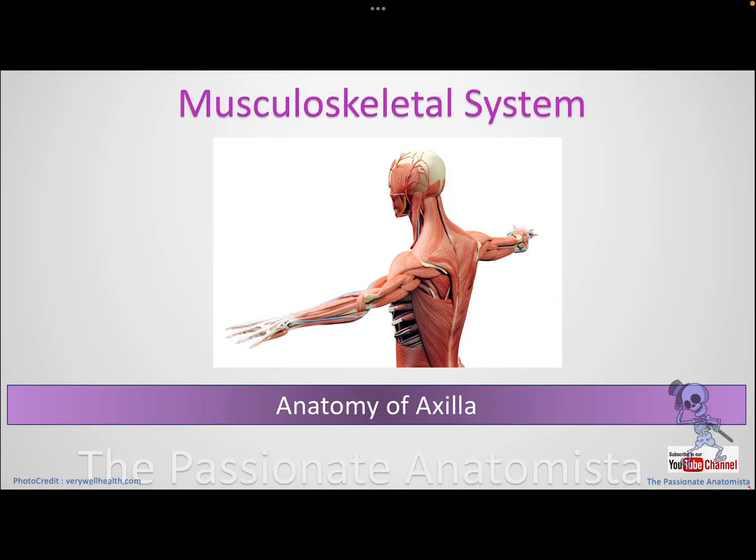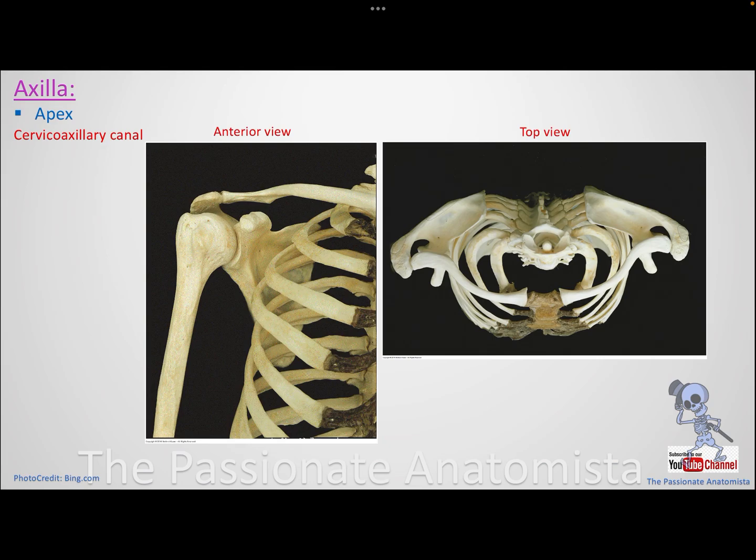Hey guys, now we're going to talk about the anatomy of the axilla. So the axilla has boundaries. It has an apex, base, and walls. The axillary region is bounded by walls: it has an apex, base or floor, and then it has an anterior wall, posterior wall, lateral wall, and medial wall.